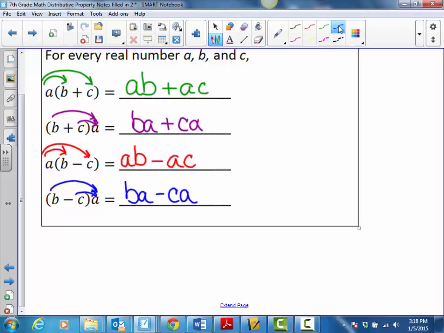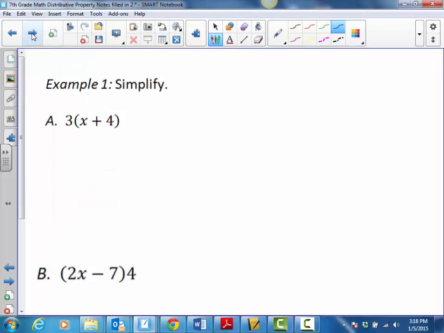Now let's practice with some real numbers. Example number 1, I'm going to multiply the 3 by the x and the 3 by the 4. So 3 times x is 3x plus 3 times 4. So I have 3x plus 12. That's my final answer.